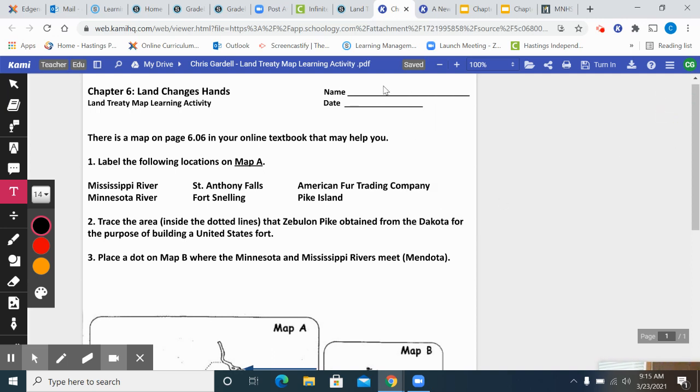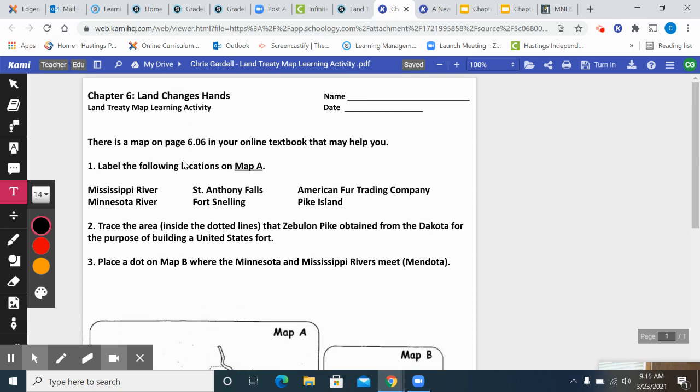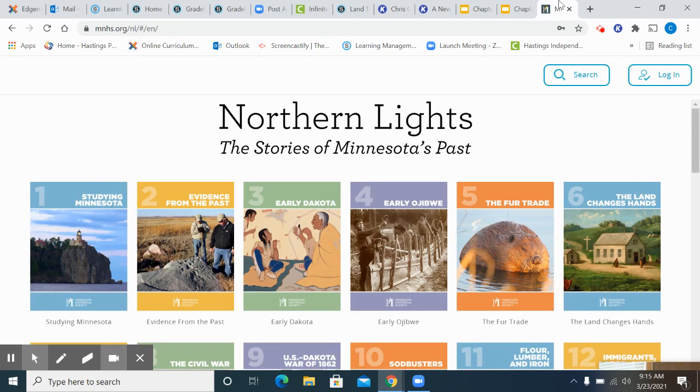I don't know what that is. Make sure your name's on that, just like you should have your name on your notes as well. But here's what it's asked you to do. There's a map on page 6.06 in your textbook that may help you. I strongly encourage you to use page 6.06.